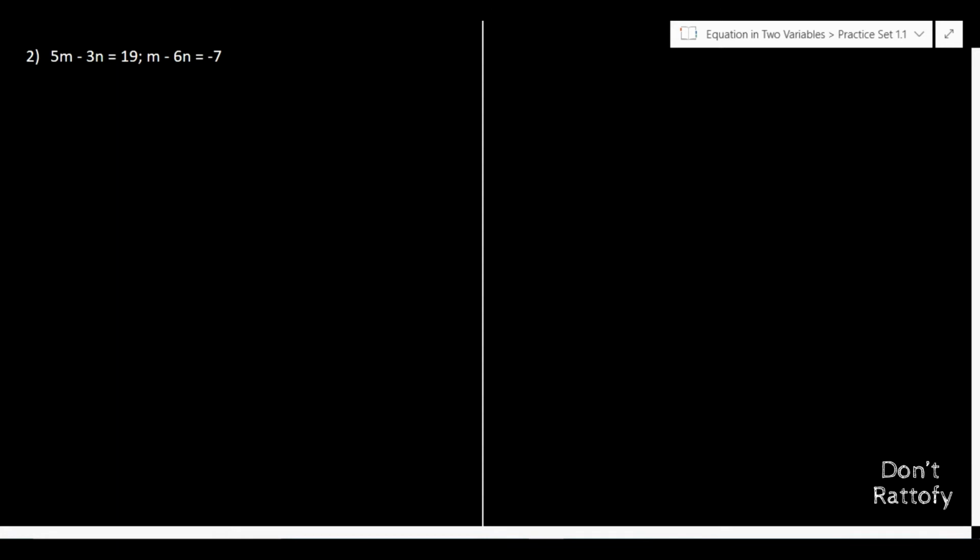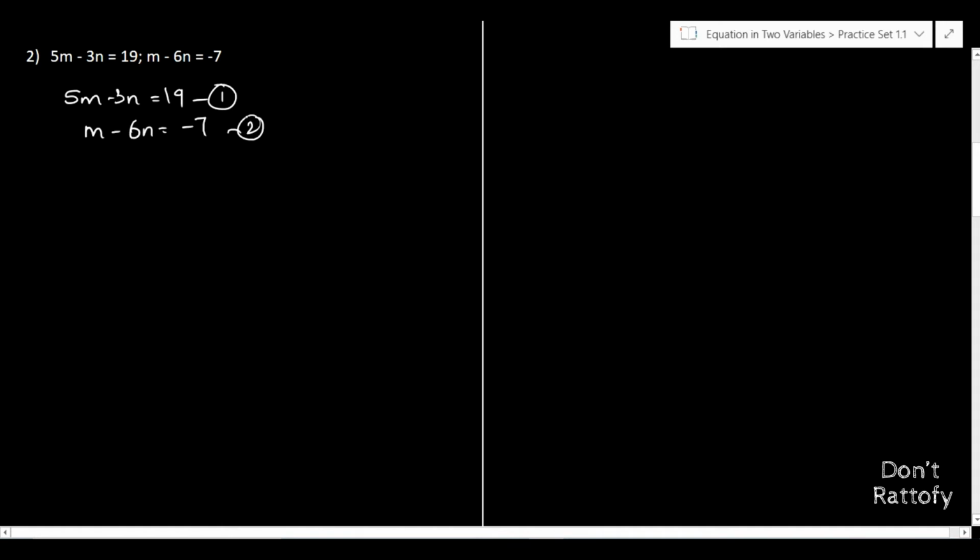This sum is from practice set 1.1. This is a bit different type of sum, and we are going to use the same elimination method to solve this sum as well. Okay, so the first question to be asked here is which variable are we going to eliminate. We have two equations: the first equation is 5m minus 3n is equal to 19, and the second equation is m minus 6n is equal to minus 7.